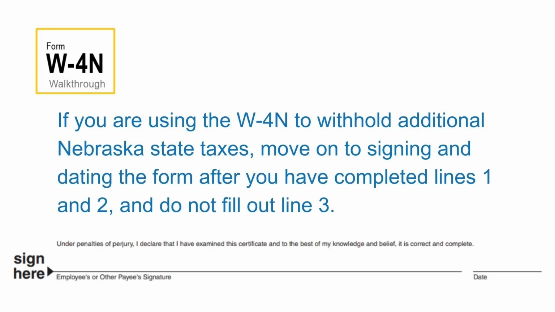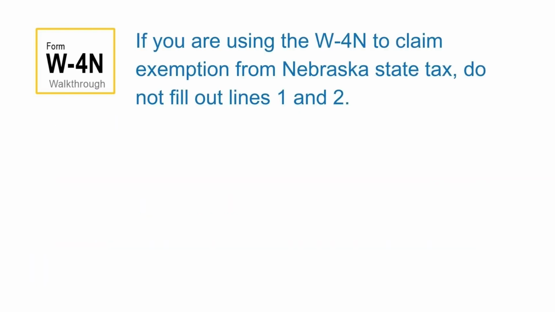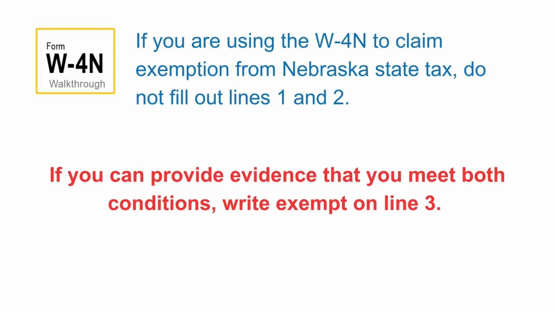If you are using the W4N to withhold additional Nebraska state taxes, move on to signing and dating the form after you have completed lines 1 and 2, and do not fill out line 3. If you are using the W4N to claim exemption from Nebraska state tax, do not fill out the filing status section or lines 1 and 2. Begin by reading all of line 3 carefully to confirm that you meet the conditions for exemption. If you can provide evidence that you meet both conditions, write exempt on line 3.